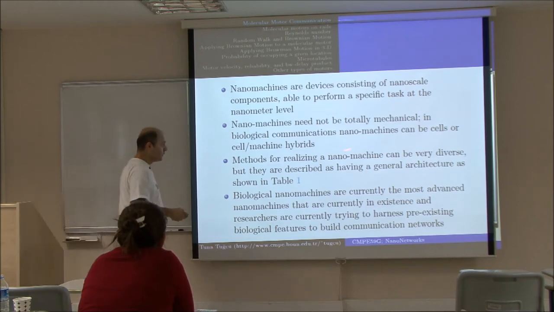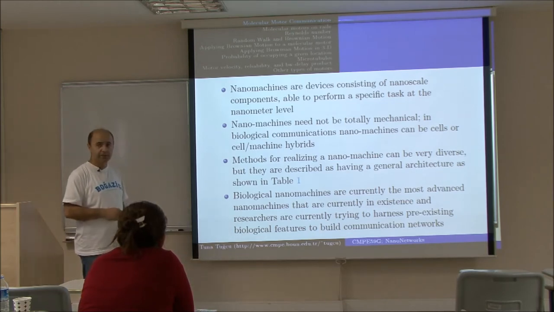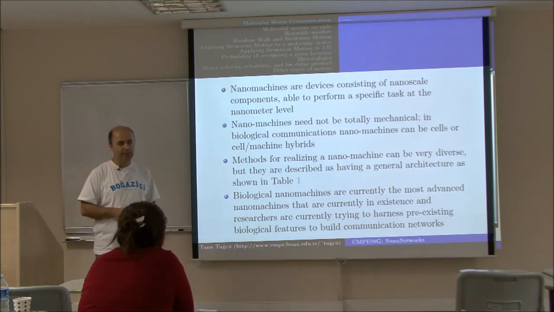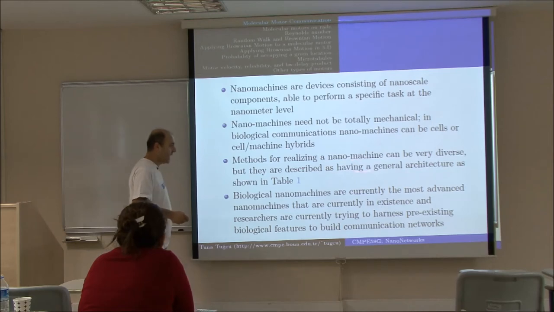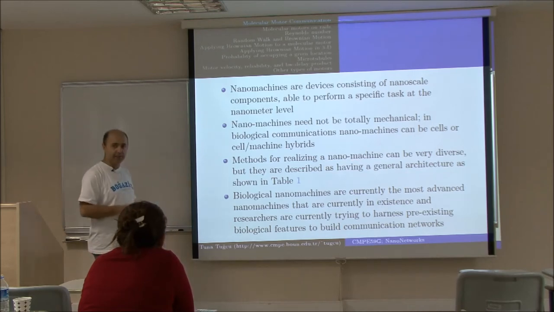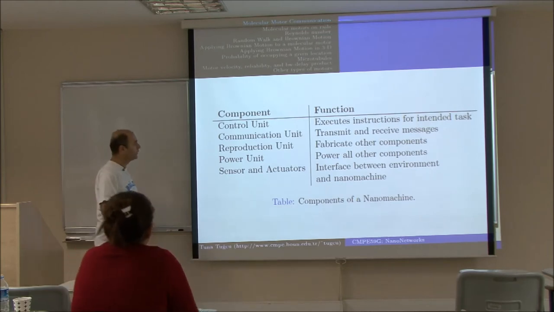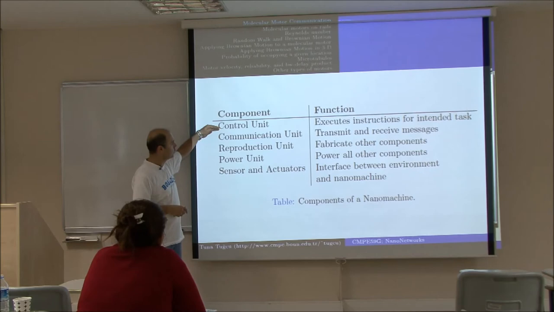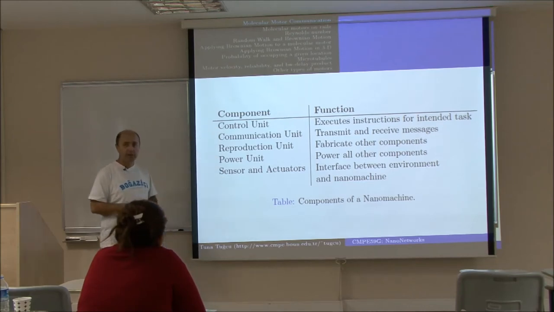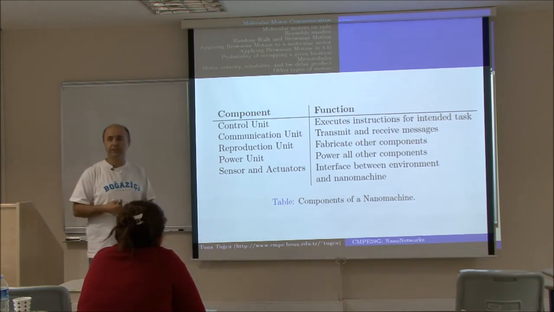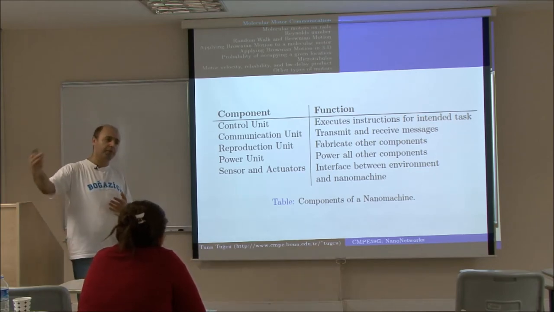The methods for realizing a nanomachine can be very diverse, and typically they will be beyond the scope of our course, but they're described as having a general architecture, as we'll be discussing in the next table. The important things for us would be that you have these components: control unit, communication unit, reproduction unit, power unit, and sensors and actuators.